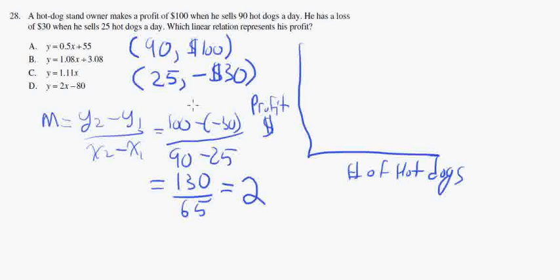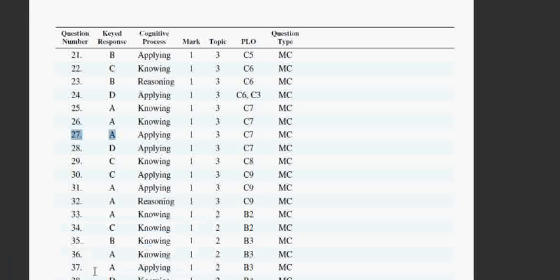Now looking at all the equations we have here, the only one with a slope of 2 is D. So the answer for 28 is going to be D. And let's check. 28, the answer is D.